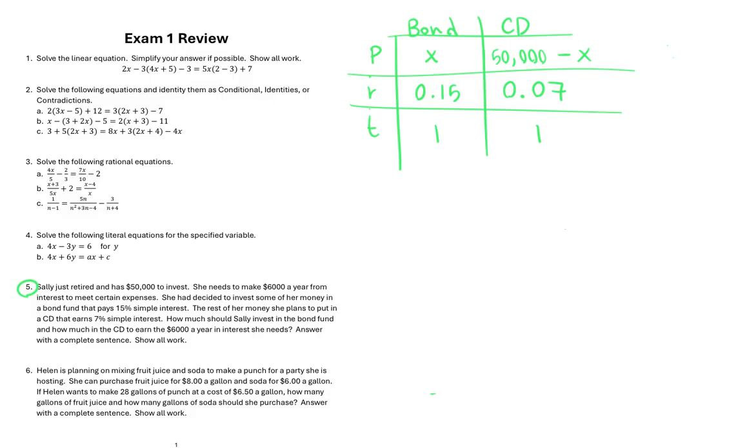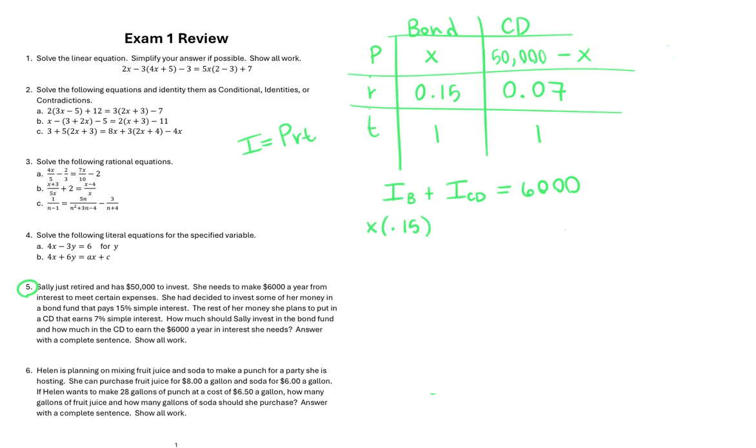So the interest that I earned from the bond plus the interest that I earned from the CD together has to give me $6,000. That's what Sally needs here. How could I calculate the simple interest accrued in the bond over a year? Well, we should go to our handy formula for simple interest, I equals PRT, which is kind of what we set up with the table here. So the interest accrued in the bond is going to be X, our principal, times our rate, 0.15, and then times 1, but I'm not going to write that because everything's multiplied by 1.